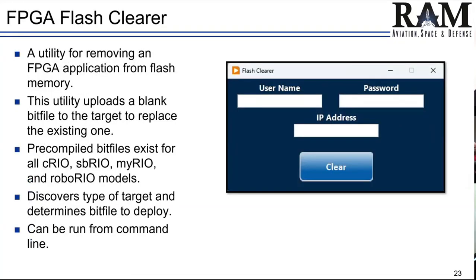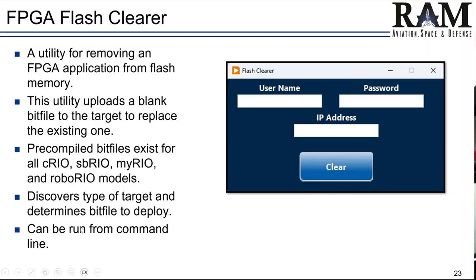FPGA flash clearer. So this is not anything super complicated. I've just gone ahead and pre-compiled empty bit files for every single cRIO, sbRIO, myRIO, and roboRIO out there. And this just allows you to get an FPGA bit file that is in flash memory off of the target. So kind of sanitizing it if you needed to send your device out of the facility. And this can be run from the command line.